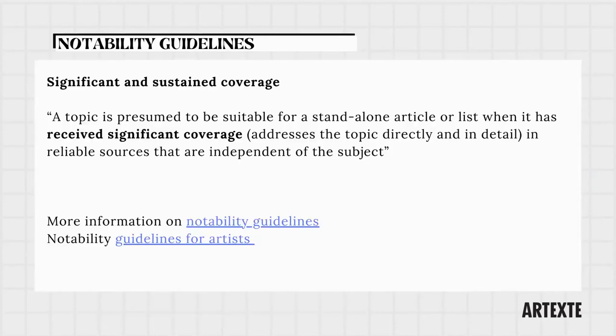So before you start contributing to Wikipedia, it's really important to understand the notability guidelines. In order to write about Wikipedia, you have to choose a topic that has significant and sustained coverage. So this means you cannot create a Wikipedia page about anything. It has to be something that is considered notable or historically important, that has significant writing about that subject. So a topic is presumed to be suitable for a standalone article or a list when it has received significant coverage. So this means coverage that addresses the topic directly and in detail in reliable sources that are independent of that subject.